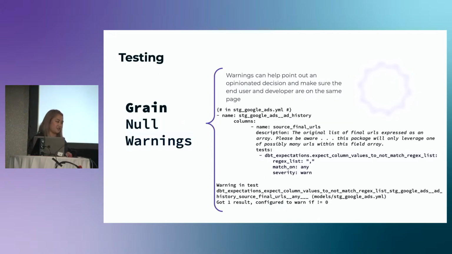Lastly, which I think is a really neat thing that we've been utilizing, it's not quite a test, but we started using warnings specifically in our Google Ads package, so check it out if you have any time. Essentially in this example, the warning appears when the field source final URLs has more than one element in the array. We wanted to include this warning to make sure the user is aware that we'll only use the first value of the list in order to provide accurate reporting.